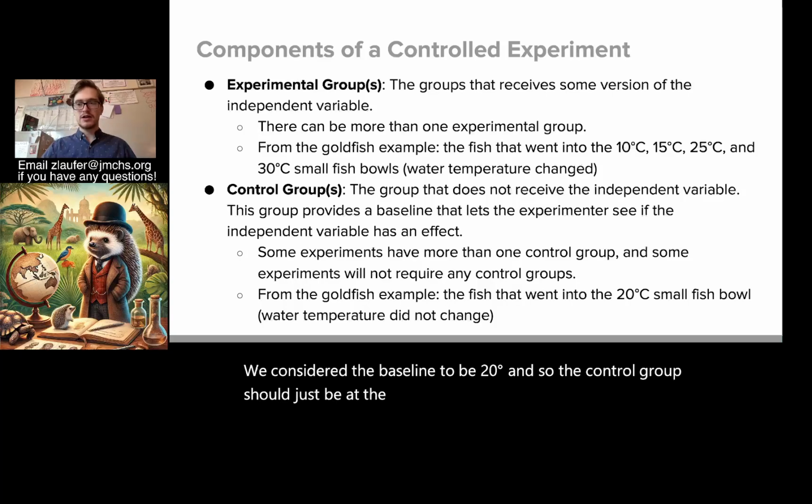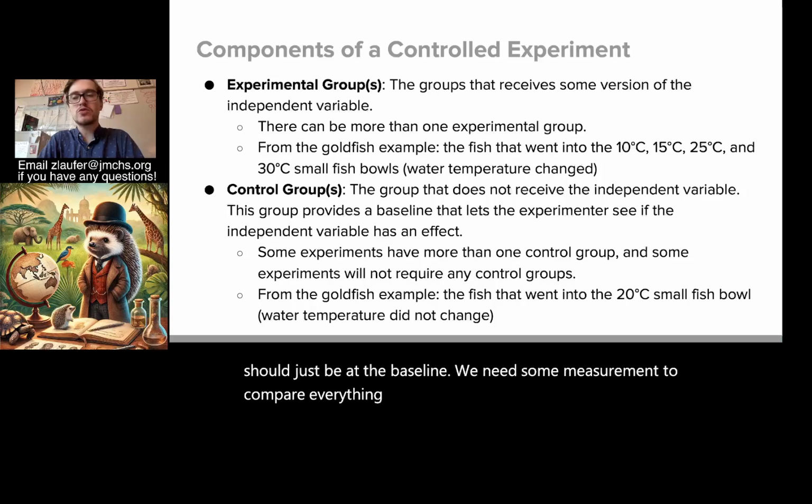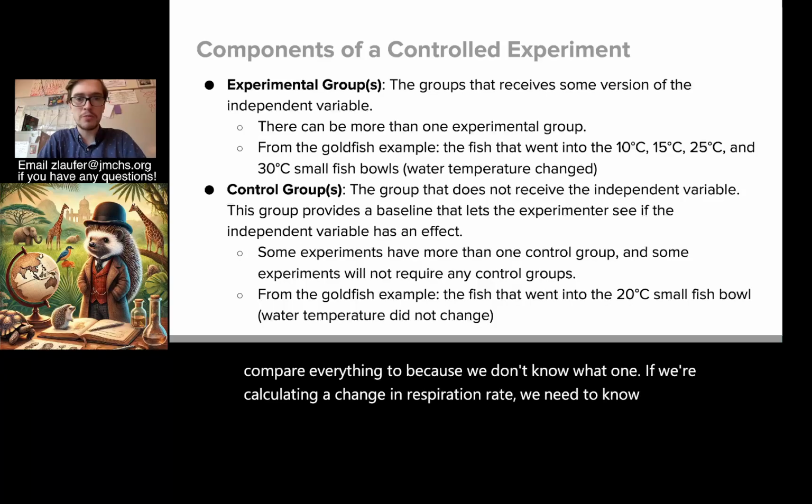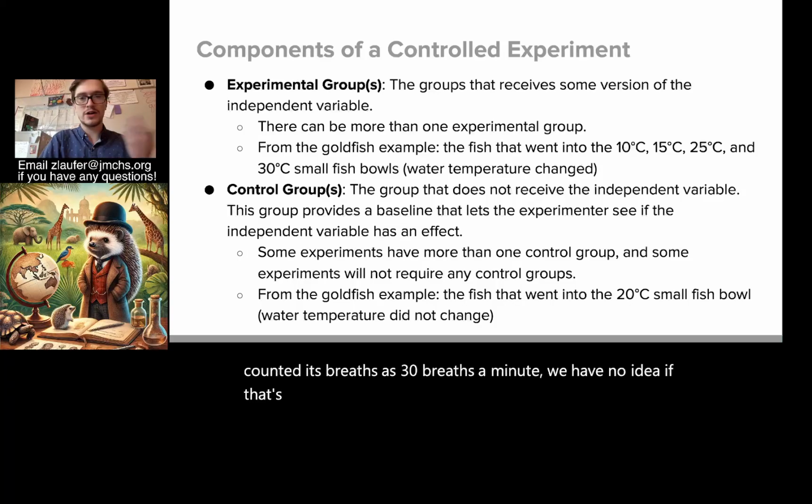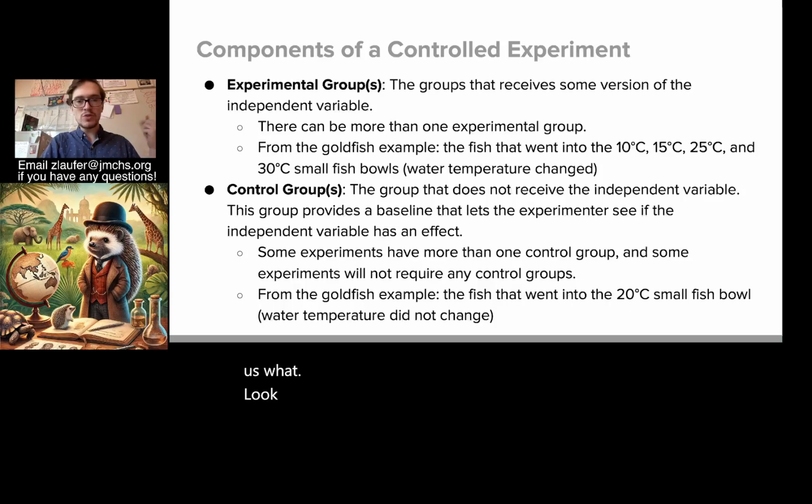We considered the baseline to be 20 degrees, and so the control group should just be at the baseline. We need some measurement to compare everything to, because if we're calculating a change in respiration rate, we need to know what we're changing from. But if we just put the fish in hot water and counted its breaths as 30 breaths a minute, we have no idea if that's high, low, or whatever. So our control group is trying to tell us, what does normal look like? So what does a normal fish in normal temperature look like? How fast does it breathe?